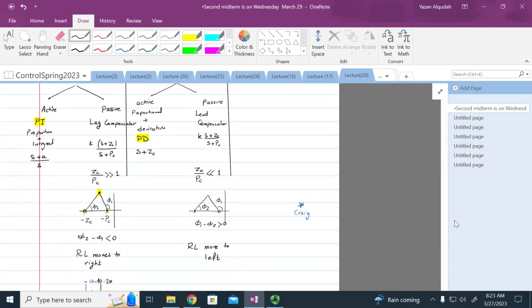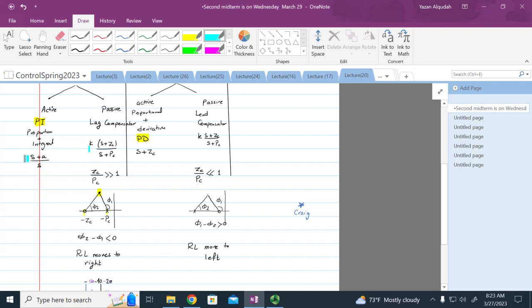Does integral relate to integration? Yes, it does. But what else? What is the similarity between this transfer function and this transfer function?